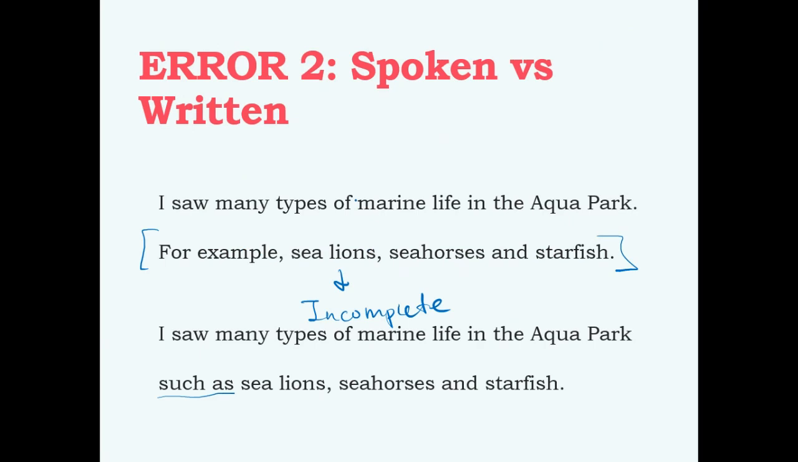You can say that when you're speaking. You know, I can say that, for example, to my friend. Oh, I saw many types of marine life in the aqua park. For example, this, that, that. When you're saying it, when you're speaking it, by all means, there is no harm to it. But it's different when you write it. Okay, it's more using formal language.